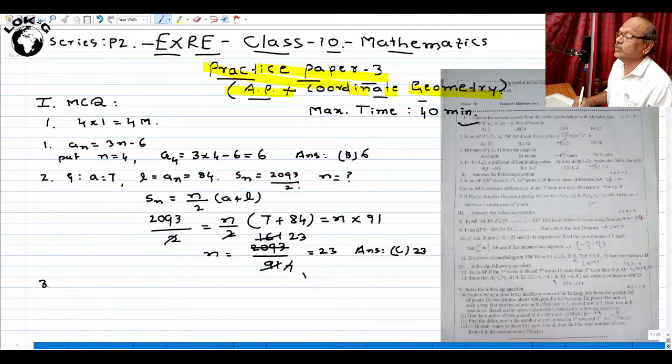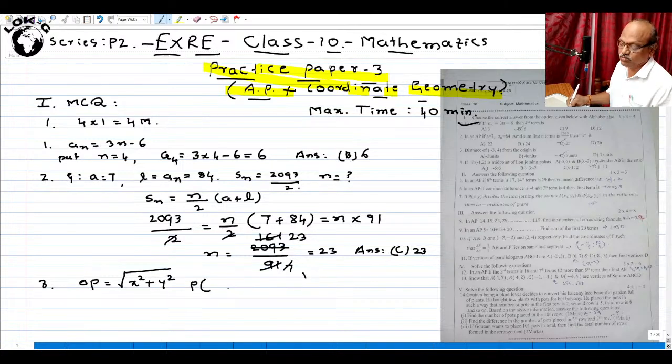Take the third problem. The third problem is based on the distance formula. Find the distance of the point minus 3, 4 from the origin. What is the formula to find it? Suppose O is the origin. It is a problem from coordinate geometry. You know that the distance of any point P(x, y) from the origin is given by root of x square plus y square. What are the coordinates of the point P given in the problem? It is minus 3, 4. Just substitute. It is not application based, just a substitution problem.